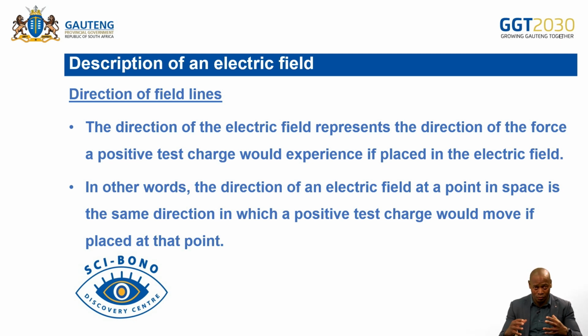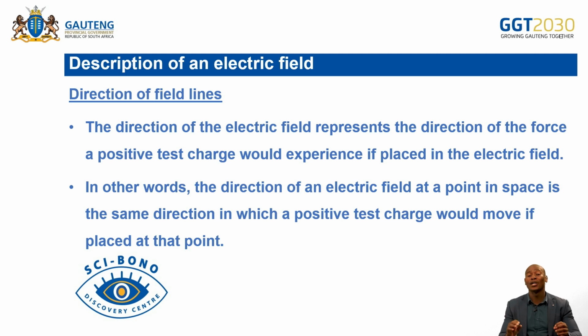Right, so now we have talked about how we should draw those electric field lines. But now, how do we determine the direction of the electric field? The direction of the electric field represents the direction of the force a positive test charge will experience if placed in the electric field. In other words, the direction of the electric field at a point in space is the same direction in which the positive test charge will move when placed at that point. We'll understand that better when we draw the electric field lines.